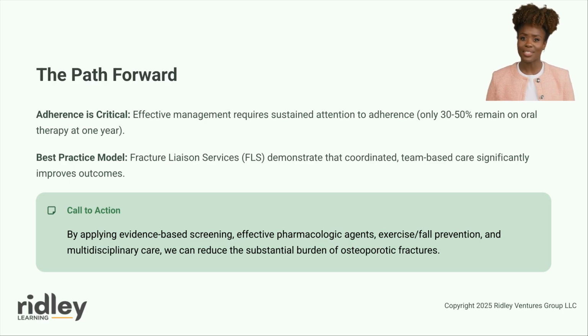Fracture liaison services have emerged as the leading model for systematic secondary fracture prevention, demonstrating that coordinated, team-based care significantly improves screening rates, treatment initiation, medication adherence, and ultimately, fracture outcomes. Rehabilitation professionals, through our extended therapeutic relationships with patients, are uniquely positioned to assess adherence, address barriers, reinforce medication importance, and coordinate with prescribing providers to optimize long-term outcomes.